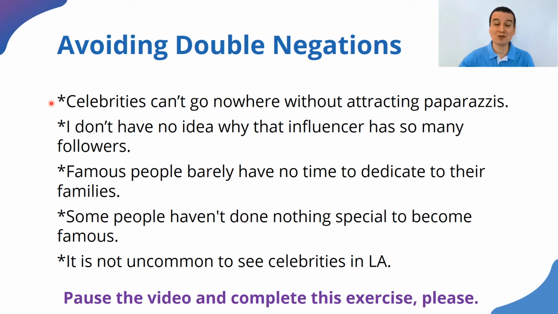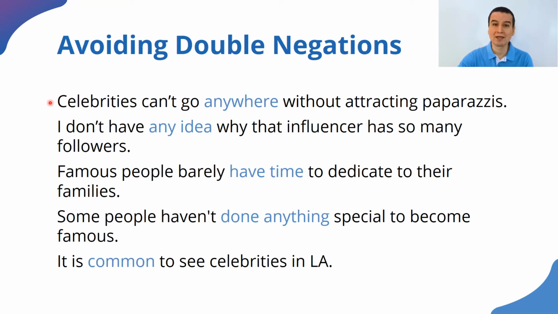All right, thank you very much for having corrected those sentences. And here we have the correct versions. First one, that is one way of correcting this. Celebrities can't go anywhere without attracting paparazzis. Or celebrities can go nowhere. That would sound not very standard, so can't go anywhere would be the best. I don't have any idea why that influencer has so many followers. I don't have any idea, or I have no idea.